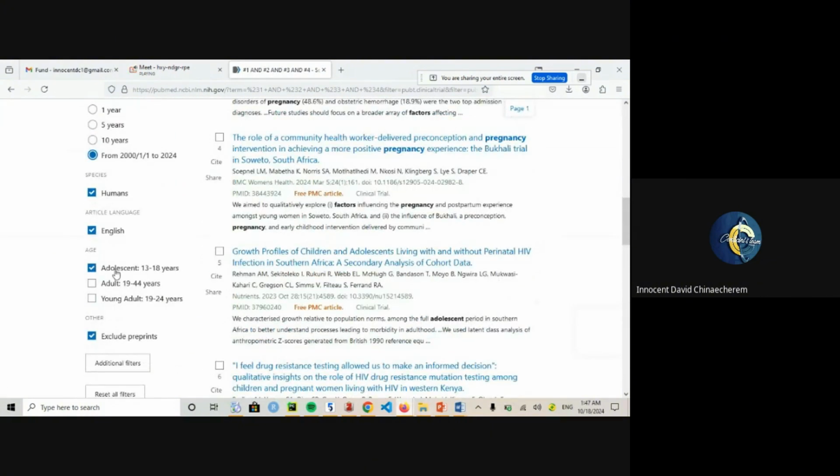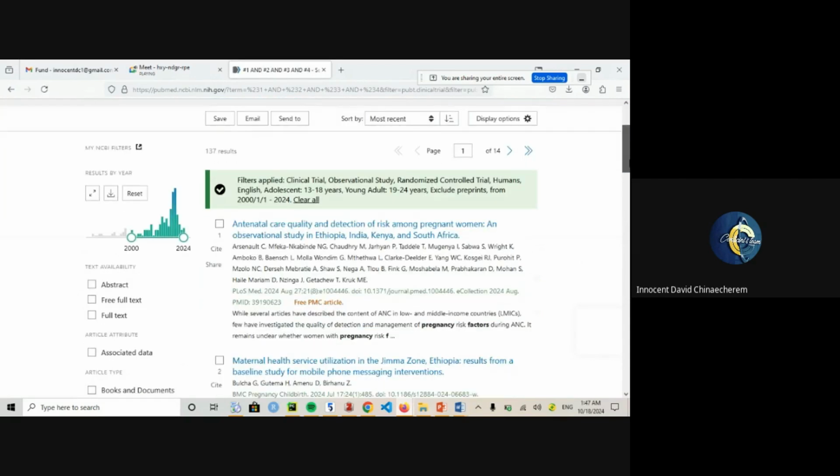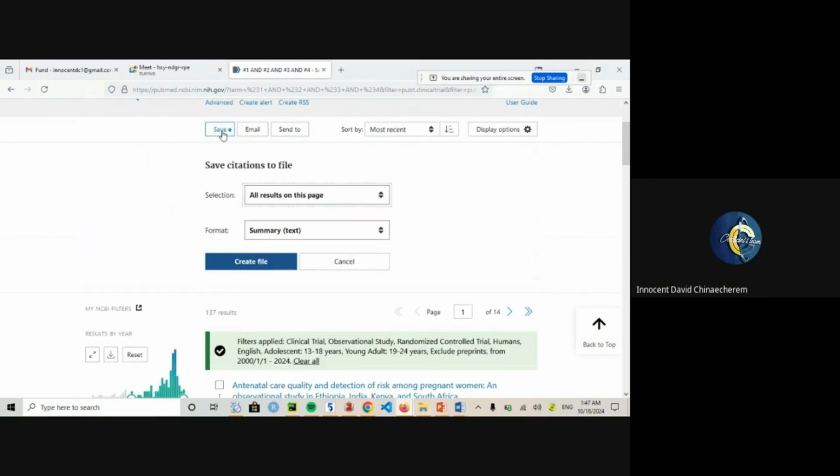It could really be for adolescents? That's fine. So let's check for adults too, for young adults. So that's cool. So we have all our filters well sorted out. Now, what's the next thing? What next are we going to do? The next thing we're going to do is to save it. So we click on save, we click on this.